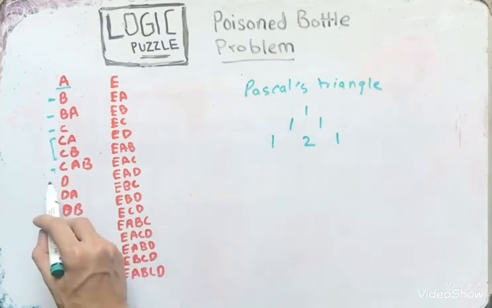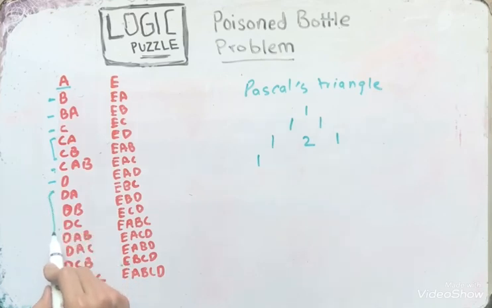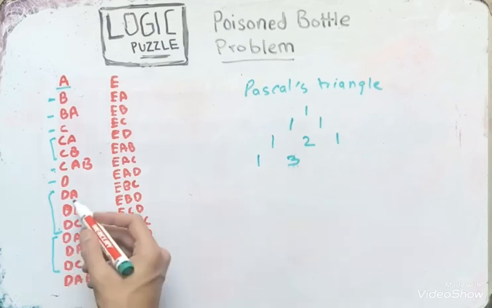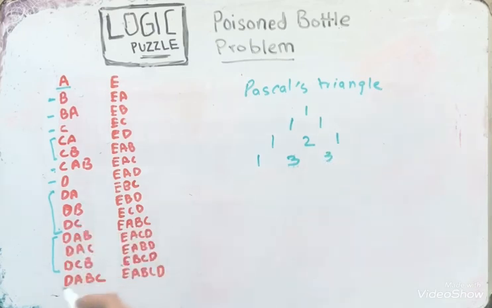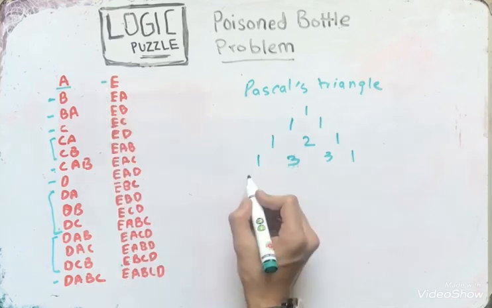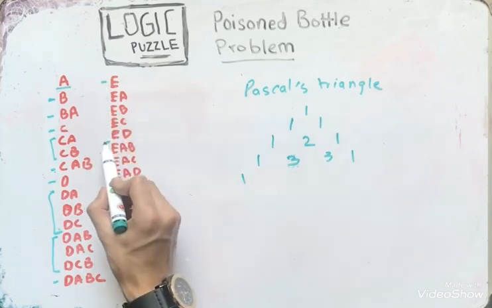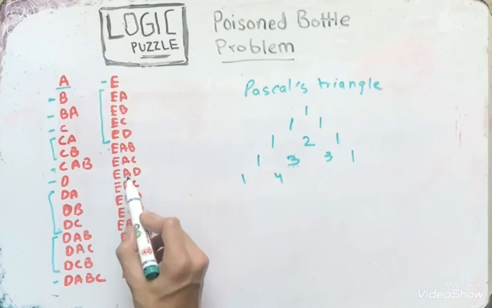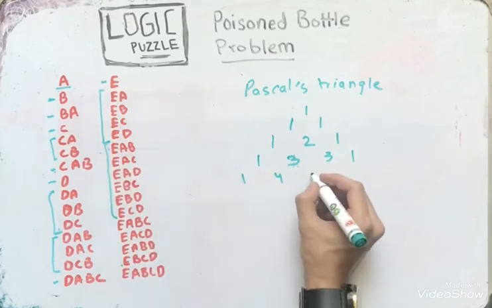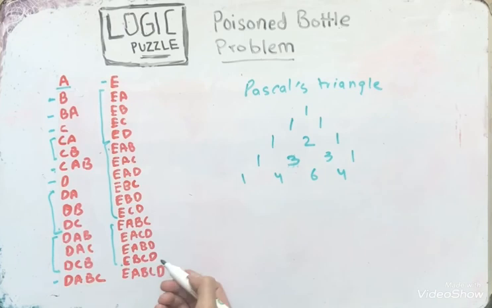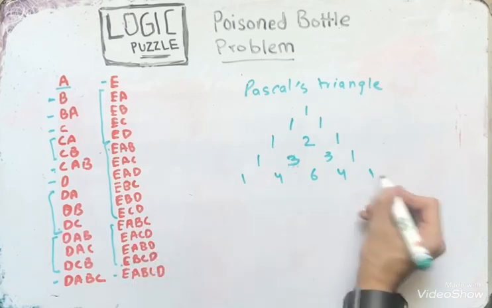And then when D was introduced, you had one combination for D, 3 combinations for 2 prisoners together, 3 combinations for 3 prisoners together, and only one combination for 4 prisoners together. And for E, you can see one combination for 1 prisoner, then 4 combinations for 2 prisoners together, then 6 combinations for 3 prisoners together, then again 4 combinations for 4 prisoners together, and only one combination for 5 prisoners together.